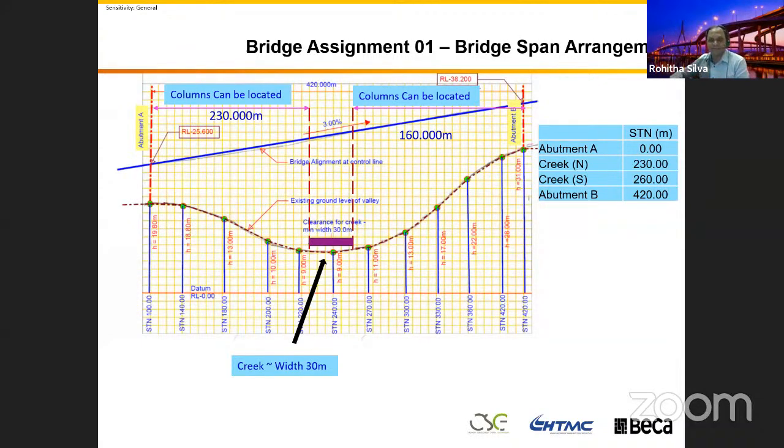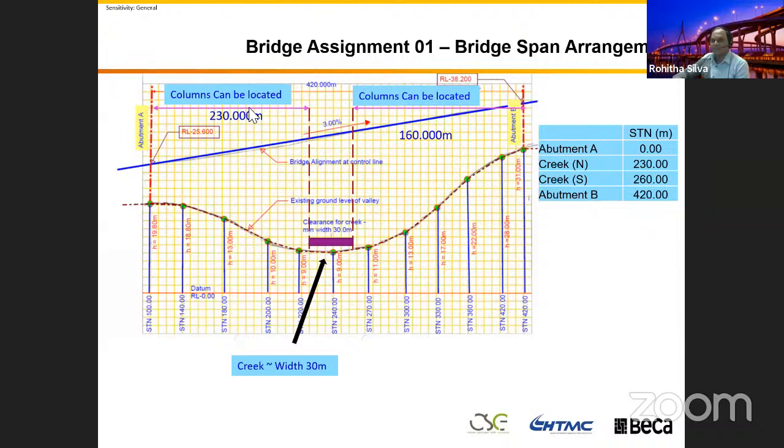But please remember, there is a creek in this valley, in the bottom part of the valley, 30 meters wide. That's an environmental requirement. You can't put any column or any structure within the creek. Whatever you build needs to be outside this 30-meter clearance zone, so you need to make sure your span arrangement is not going to encroach in here. That is one of the constraints. You need to keep this in mind.